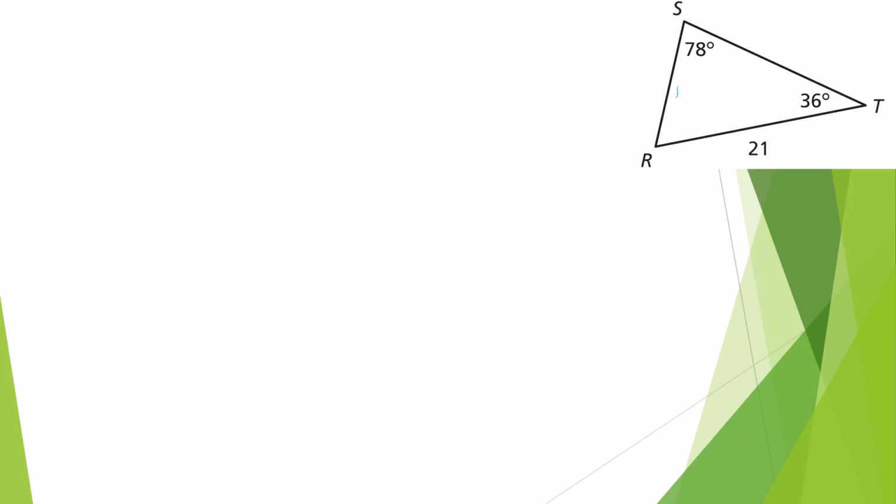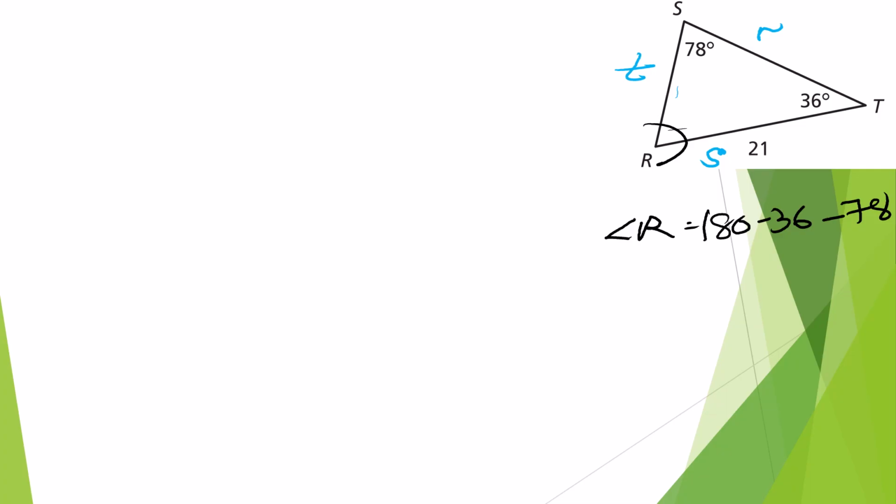Let's solve one more. First thing is that we have to label the diagram. So opposite to R is a small r, opposite to capital T is small t, opposite to capital S is small s. Two angles are given to us, so we can easily find out the unknown angle R, this one. How do we do it? 180 minus 36 minus 78. That is, subtract both angles from 180.